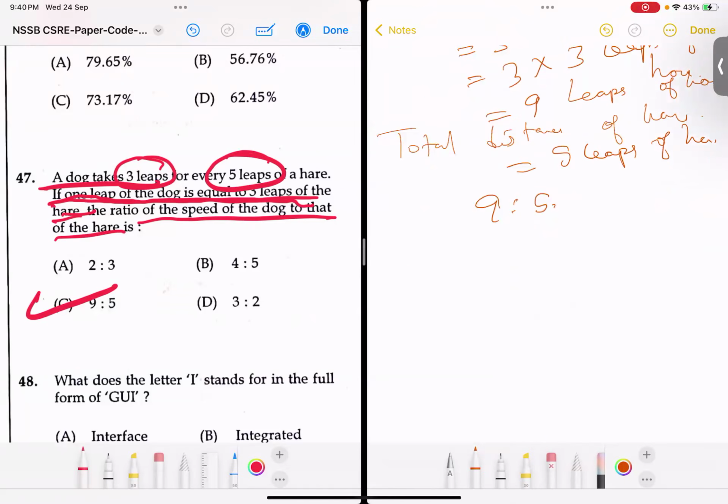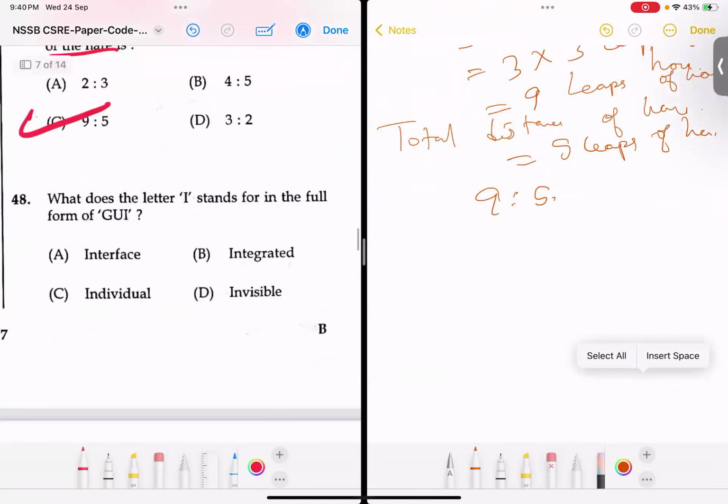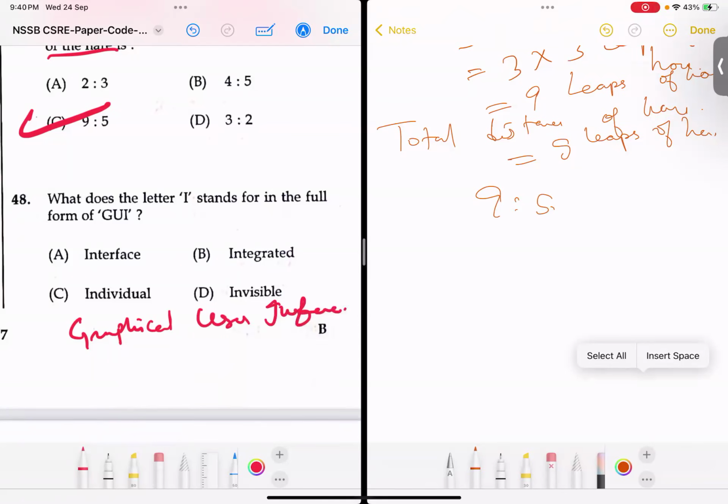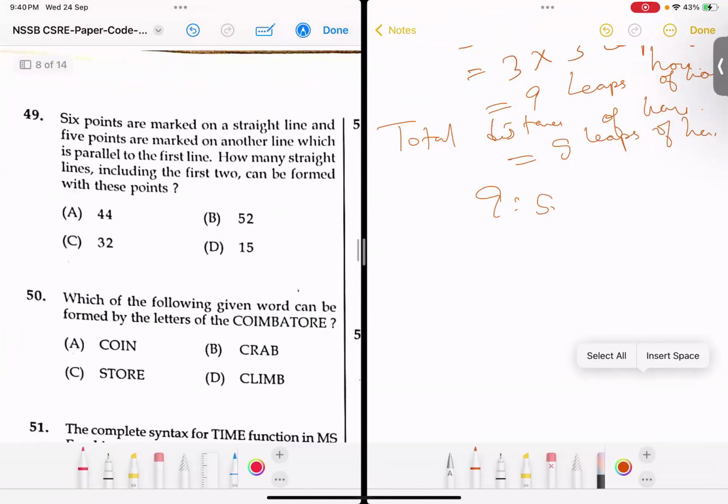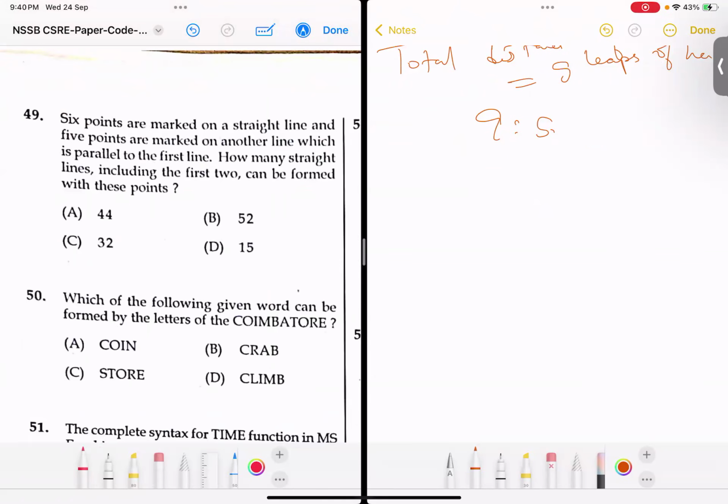Question number 48. What does the letter I stand for in the full form of GUI? So GUI stands for graphical user interface, okay? So the correct option is A. Let's come to question number 50. 6 points are marked on a straight line.